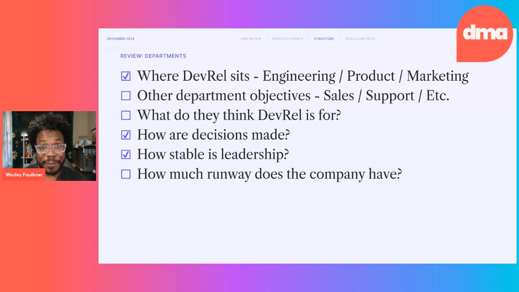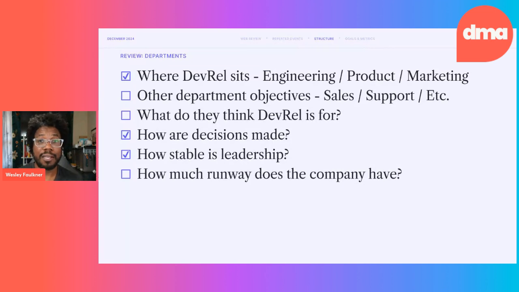And then ask them also what they think DevRel is for. So sometimes the impression is off. People don't know DevRel. You think that you're doing the right thing, you think you're focusing on the right things, but sometimes you don't know that the impact you're having is not aligned to the impact they're expecting. So set expectations by understanding what people think DevRel is.